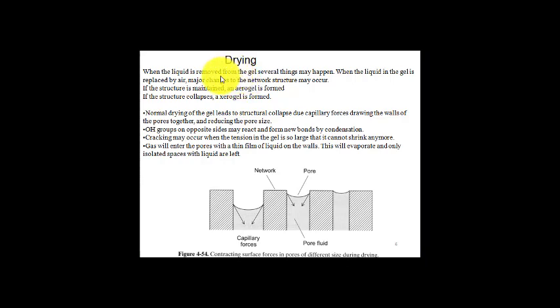One is simple drying, in which the gel will collapse and we will get xerogel. Another process is that air can enter the pores of the gel and we will get aerogel. Sometimes the shrinking gel cannot bear the tension and it can crack. So these are the different processes which occur during drying of the gel.